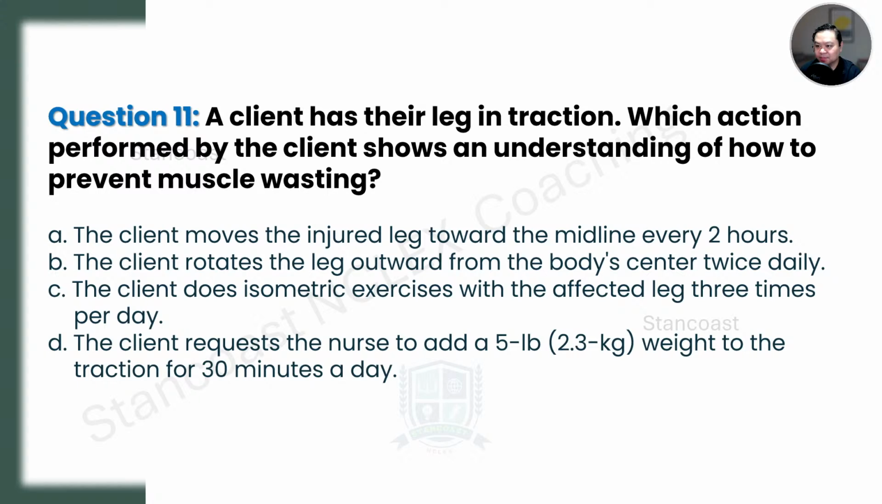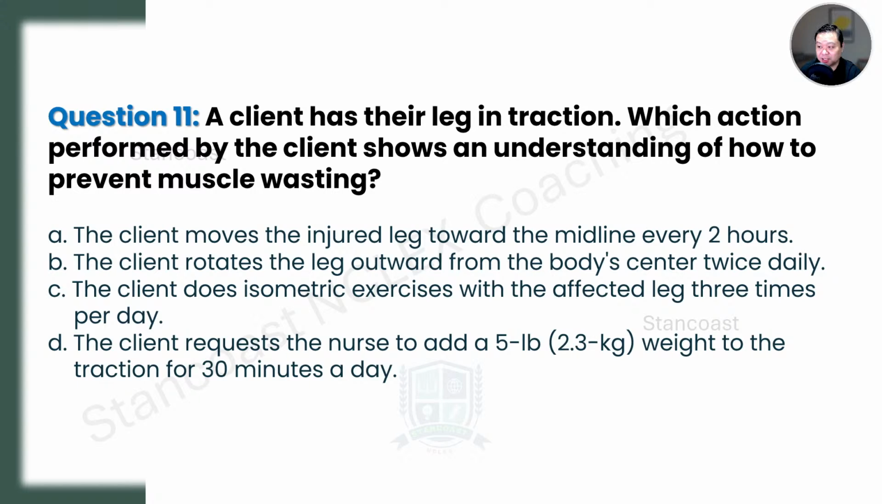All righty, let's have question 11. A client has their leg in traction. Which action performed by the client shows an understanding of how to prevent muscle wasting? A, the client moves the injured leg toward the midline every 2 hours. B, the client rotates the leg outward from the body center twice daily. C, the client does isometric exercises with the affected leg 3 times per day. And D, the client requests the nurse to add a 5-pound or 2.3 kilogram weight to the traction for 30 minutes a day.